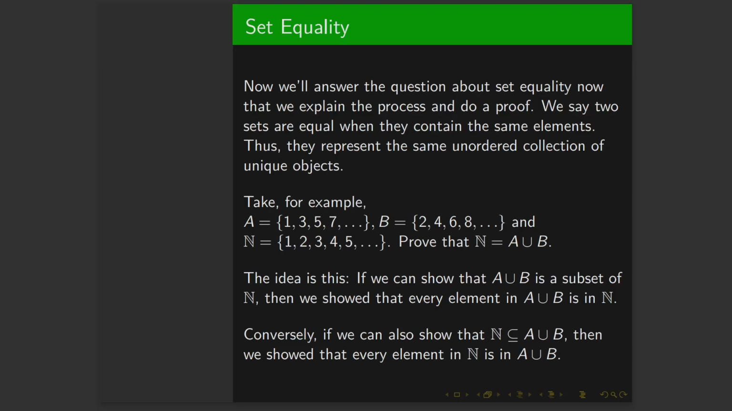So we talked a little bit about set equality, but we'll actually talk about it properly. What does it mean to have two sets that are equal? We say that two sets are equal when they actually contain the same elements. So they represent the same unordered collection of unique objects.